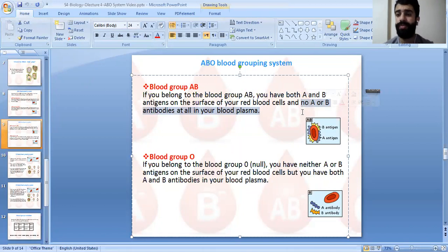Here, the blood group AB is called the universal recipient. Why? Because it can receive blood from all different blood groups.